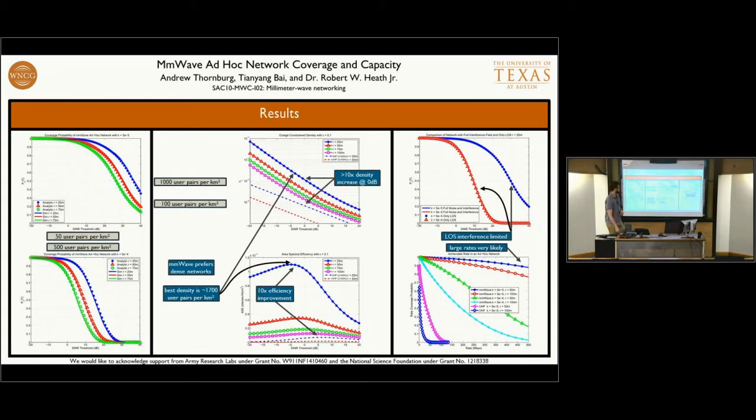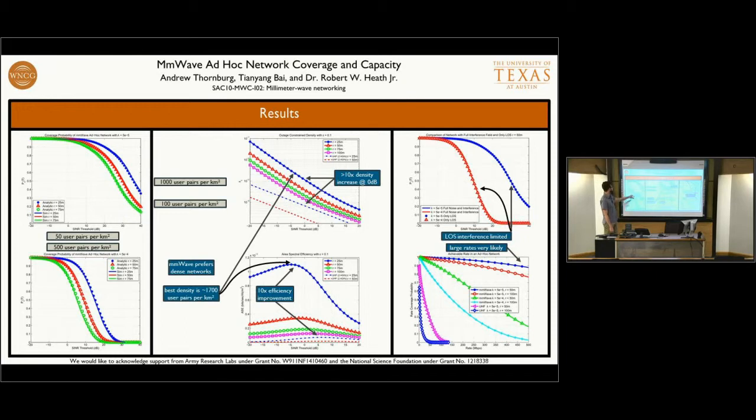So here are the results for each of these three metrics. What we have here are two different networks with the SINR CCDF plotted. First we have 50 user pairs per kilometer squared, and second we have 500 user pairs per kilometer squared. As you can see, the analytical expressions that we derived using stochastic geometry fit quite well to the simulations that we used. In addition, the SINR CCDF is heavily towards high SINRs.